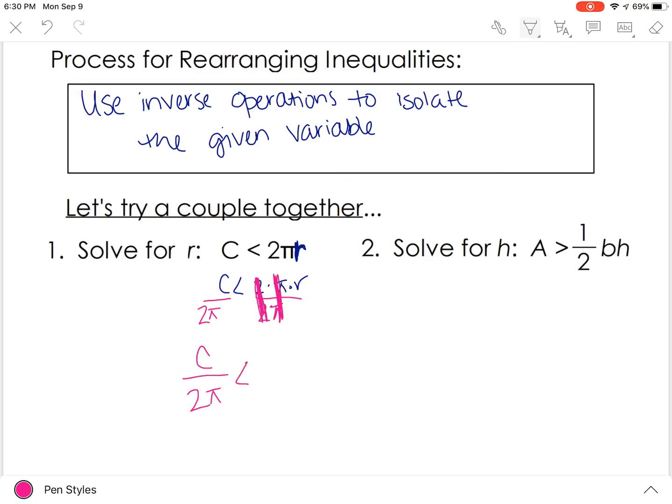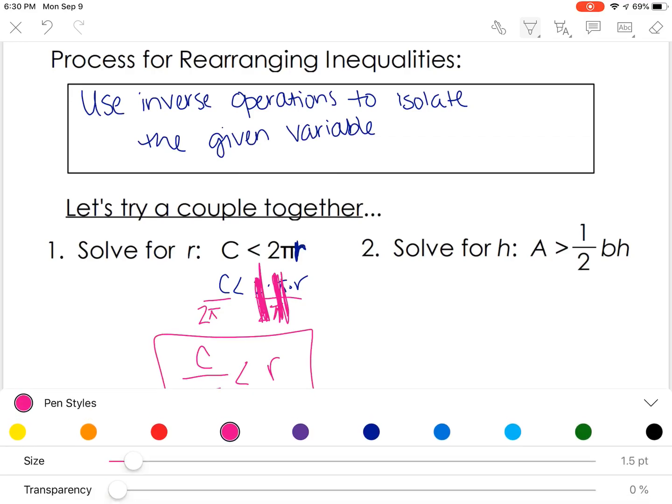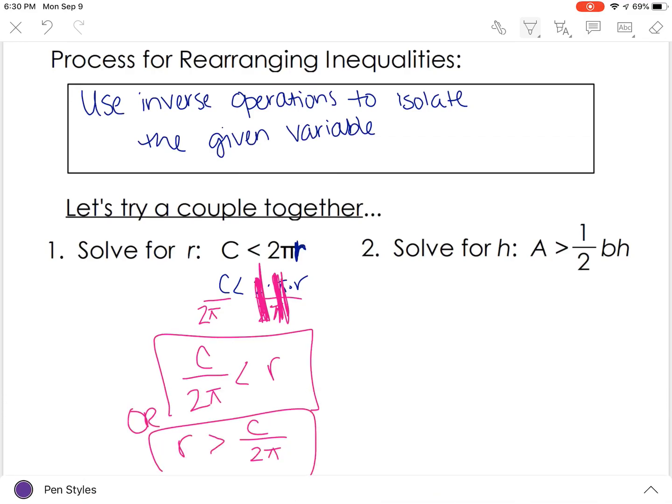I bring down my less than sign because we didn't multiply or divide by a negative, so it stays a less than sign. My 2 is divided out, my pi is simplified out, so all I'm left with is my r. C divided by 2 times pi is less than r, which can also be written as r is greater than c divided by 2 pi. These are the same answer, they're just written in a little different way. And that's all we do.